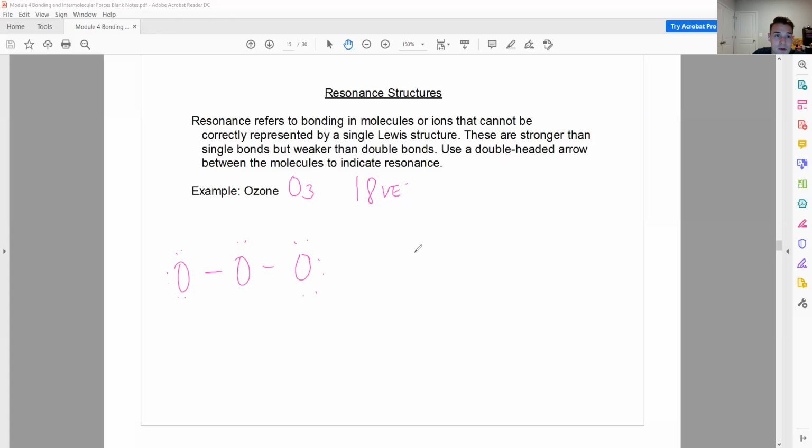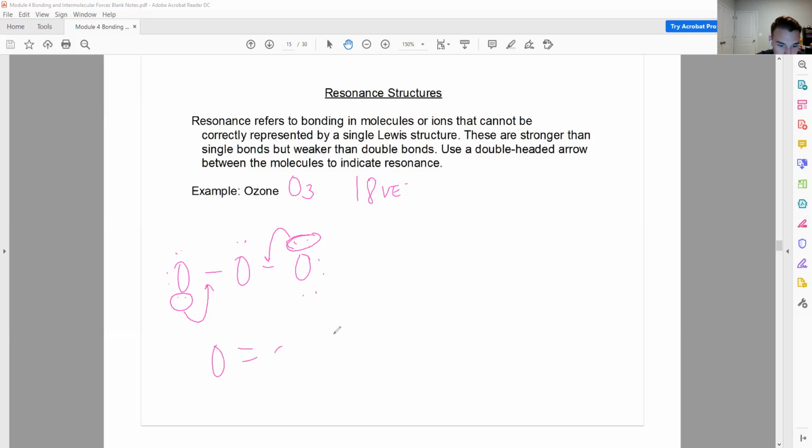Since we don't have any electrons left over, we can take some of these lone pairs and turn it into a double bond. But my question is, would it be these electrons turning into a lone pair, or would it be electrons from this oxygen turning into a lone pair? The answer is both. It doesn't matter, okay? Since I have that option, I have to show that both are correct. So to do that, we do our resonance structure.